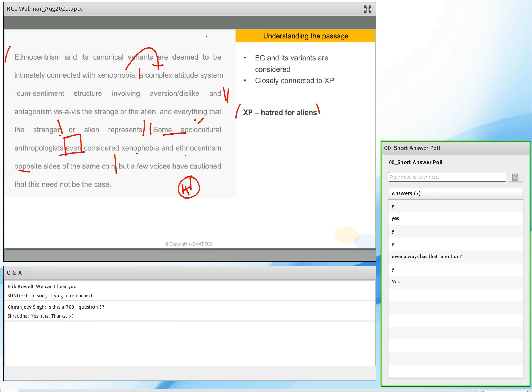So first the author says, hey, there are some people who believe that EC and XP are intimately connected. Then there are these anthropologists who say that they're not just intimately connected, they are so strongly connected that they're practically opposite sides of the same coin. They're so strongly connected that you cannot have one without the other. Coexistence. If this is clear, now let's move on.